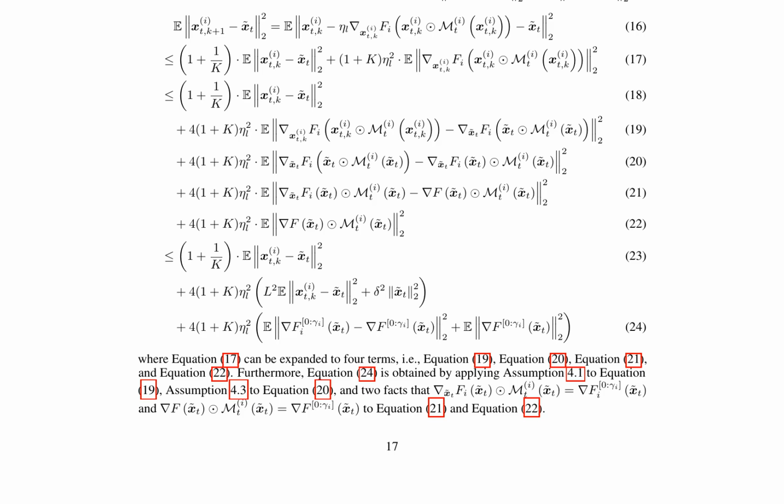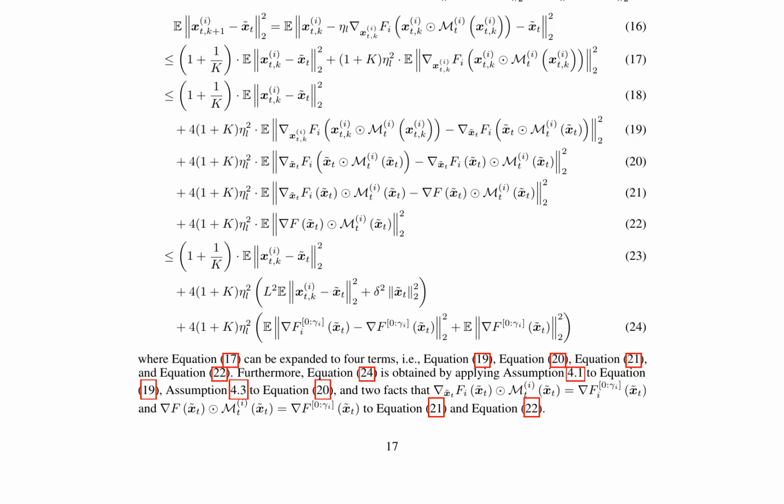Another lemma, C.3, establishes an upper bound for the expected squared difference between the gradient of the global model and the gradient of the local model, assuming assumptions 4.1, 4.2, and 4.3 hold, and the local learning rate satisfies a certain condition.